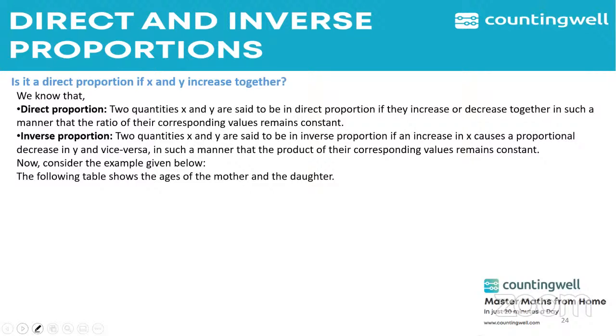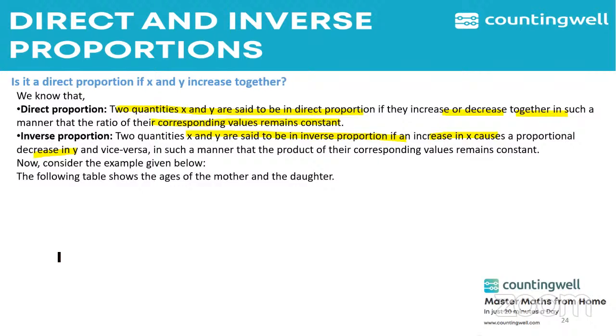Now the confusion is whether it is a direct proportion if x and y increase together. So we know that two quantities are said to be in direct proportion if they increase or decrease together in such a manner that the ratio of their corresponding values remains constant. Whereas the two quantities are said to be in inverse proportion if increase in x causes proportional decrease in y.